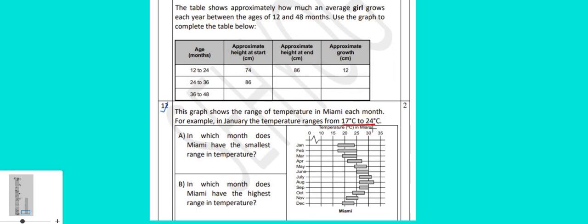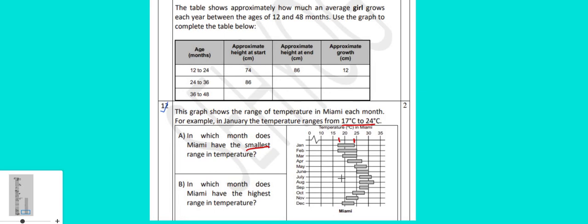As we can see from the chart here, the different bars denote the ranges in temperatures. For example, for the month of January, as it was 17 degrees Celsius to 24 degrees Celsius, we can see the bar right here. This denotes 17 and this denotes 24. Similarly, now we need to find the smallest range of temperature. In order to find that, we'll just have to see the bars and notice which one tells us the smallest range of temperature.